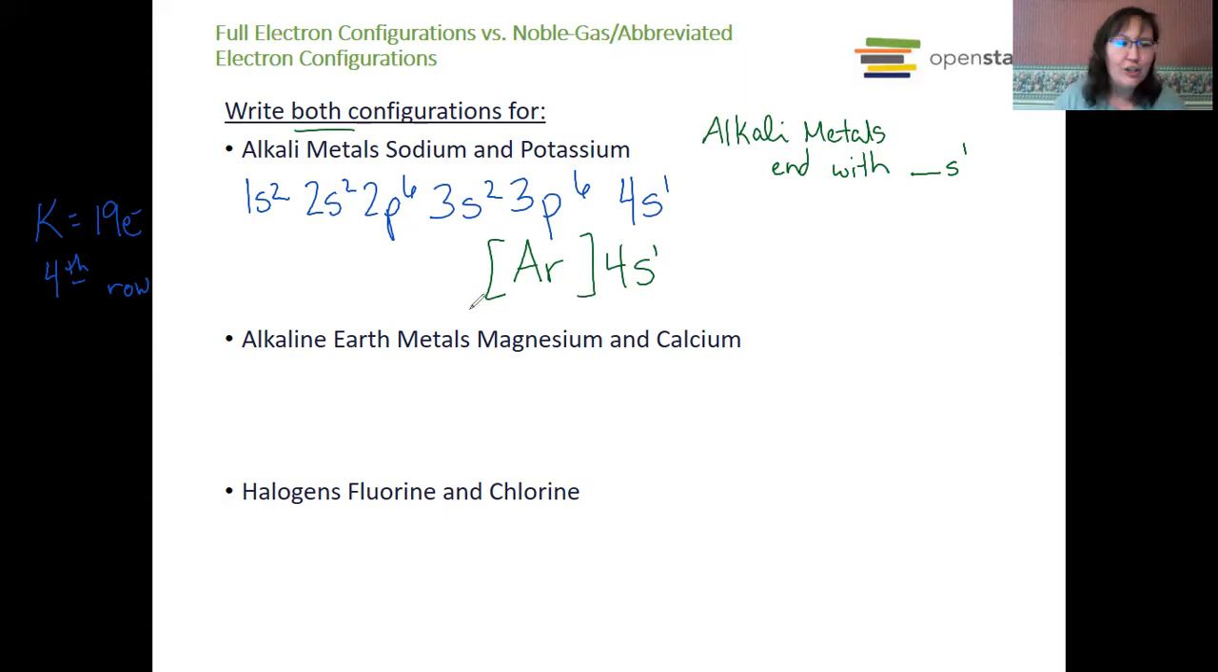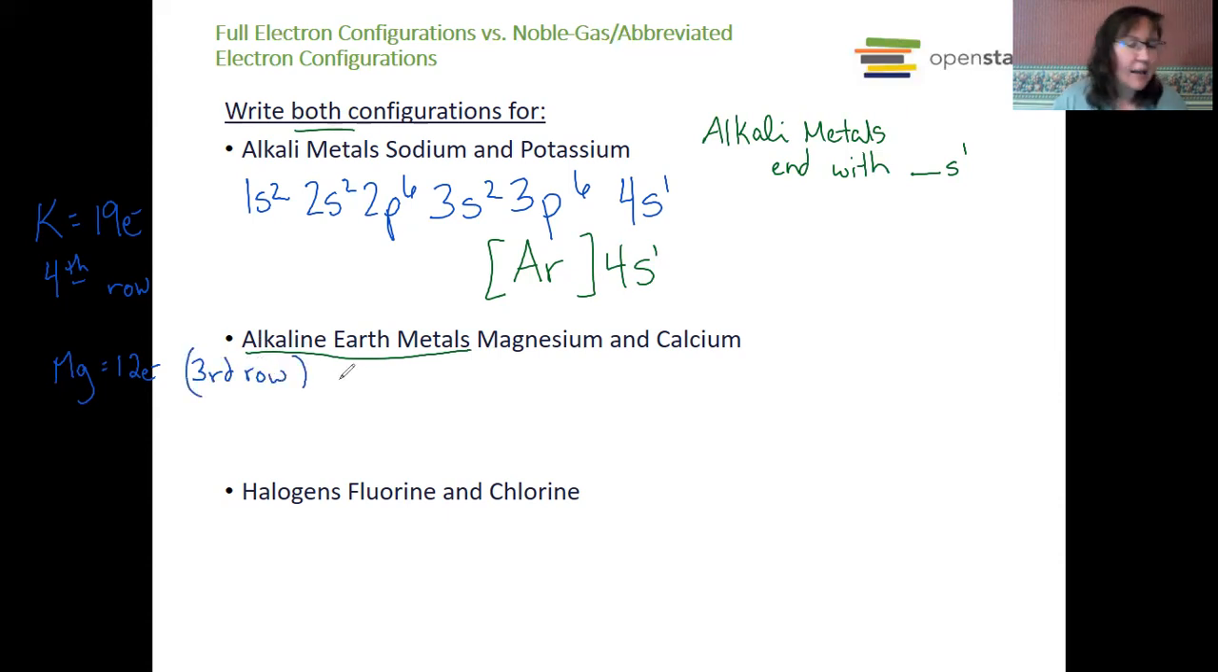Now I'm looking at two alkaline earth metals, magnesium and calcium. Let's take a look at magnesium. Magnesium is number 12, so it has 12 electrons, and it's in the 3rd row.